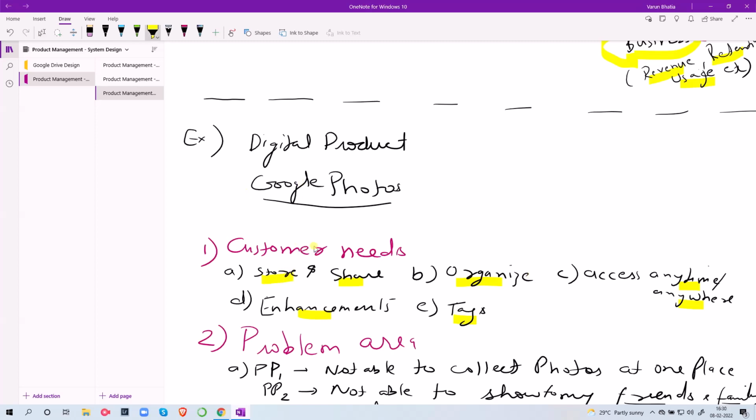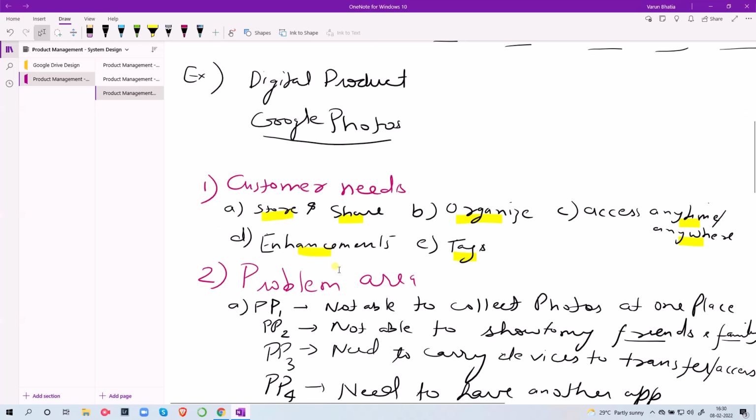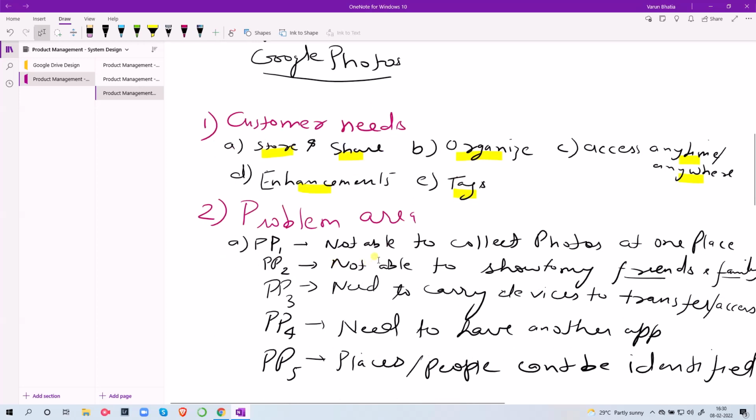So you hopefully are with me till this point and are able to understand the essence of this step, right? Now, what I'm going to do is relate these to the problem areas. Where do problem areas actually come from, right? So how do you actually identify?